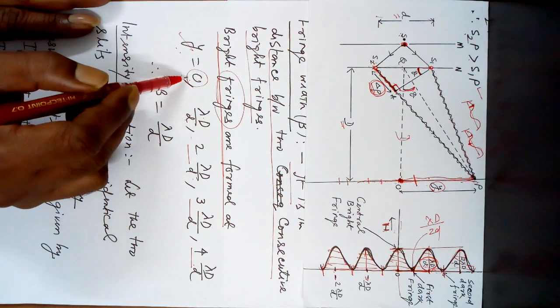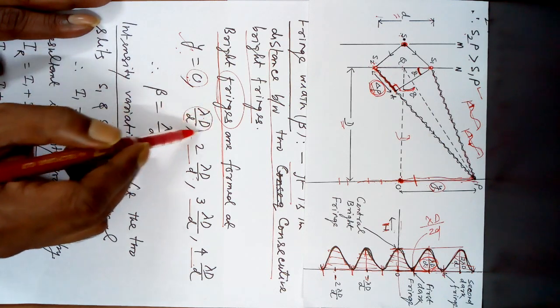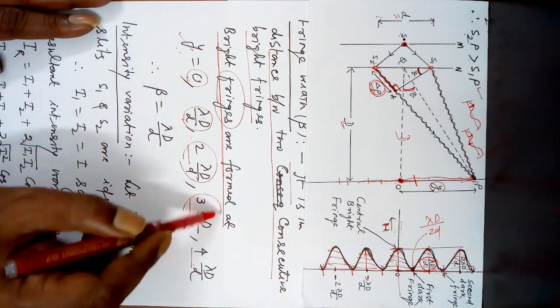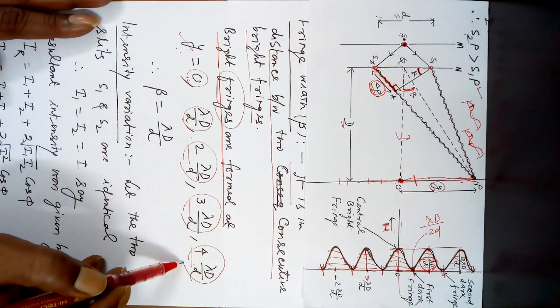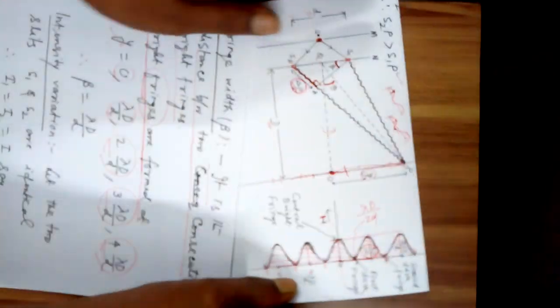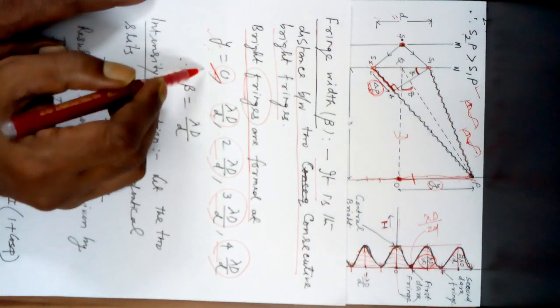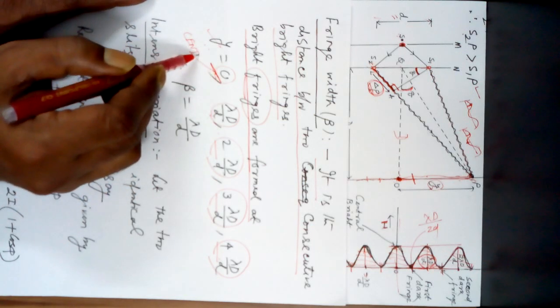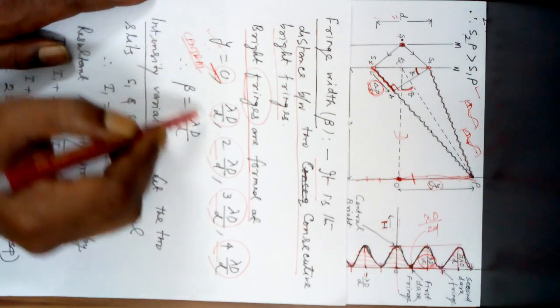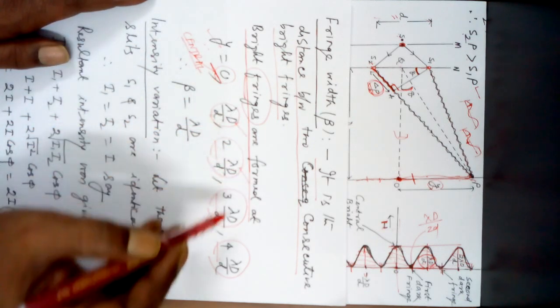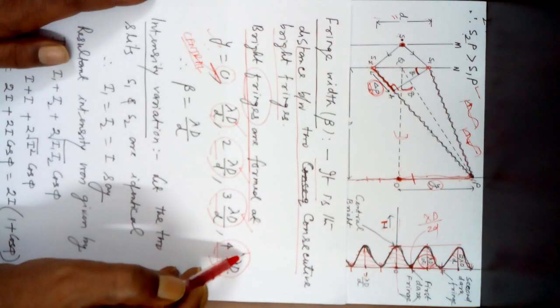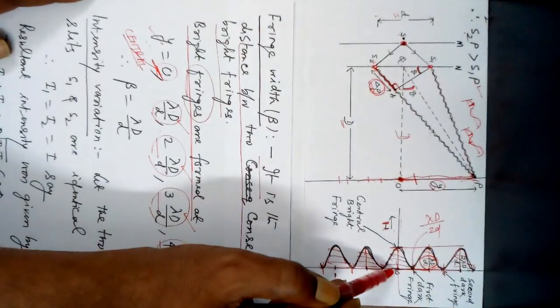The center one, when y is equal to 0, is bright. Then again bright. Then at this point again bright. Then at this point again bright. Then at this point again bright. All measured from the point O. But the naming is like this. Look. This one is called the central bright fringe. This is called the first, this is called the second, this is called the third, this is called the fourth. This one is called the central. The bright spot here, that is here on the screen, is called the central.